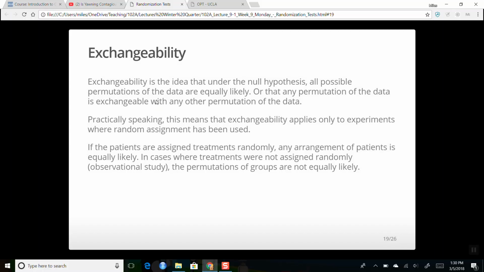Because when we do random sampling, we're not going to get different permutations of the data here, okay? So if the patients are assigned treatments randomly, then any arrangement of patients is equally likely. And in cases where treatments were not assigned randomly, such as an observational study, then the permutations of the groups are not equally likely.